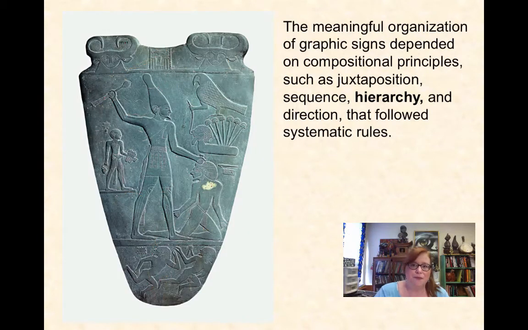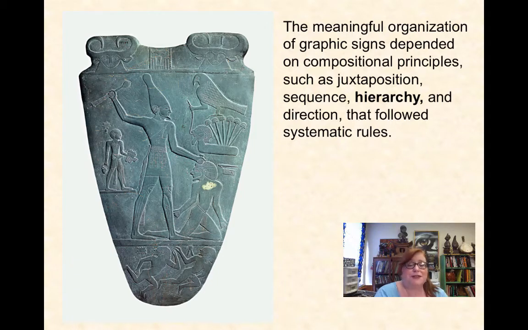So the other thing that we have is a meaningful organization of graphic design that depends on compositional principles such as juxtaposition, sequence, hierarchy, and direction that followed systematic rules. Now this is getting a little bit ahead of ourselves. We'll see ancient Egypt in chapter 2, but I wanted to use this palette. This is the palette of Narmer. It's one of the very first artifacts that we have from the unification of ancient Egypt.